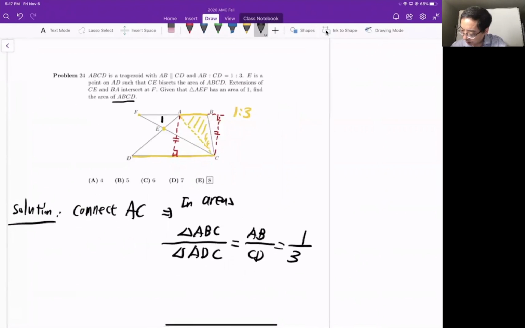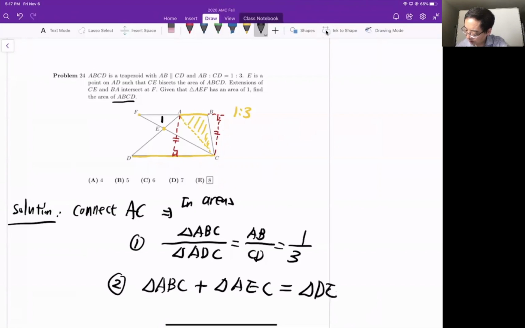So that's the first one. And the second one, we also know the area of ABC plus the area of AEC is the same as the area of DEC. That's just because CE bisects the trapezoid ABCD. Therefore, if I put this one as X and this as Y, then the area of CDE will be 3X minus Y, right?